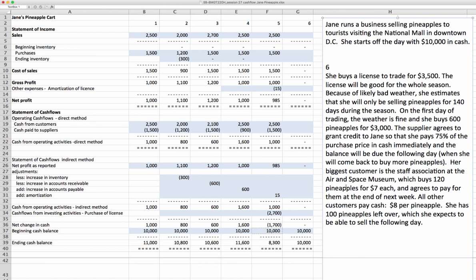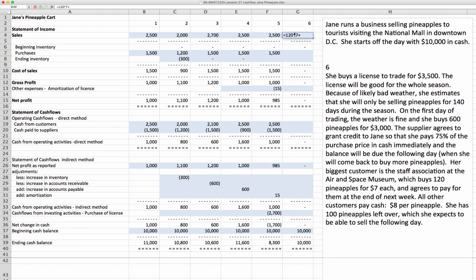If we're doing sales revenue, well, the sales revenue would be the sales of the pineapples for cash to the general public plus the sales on credit to the Staff Association at the Air and Space Museum. And how many is that? Well, we know that she bought 600 pineapples. We know that the Air and Space Museum buys 120 of them for $7 each, so 120 multiplied by $7 each. So that was the sales on credit.